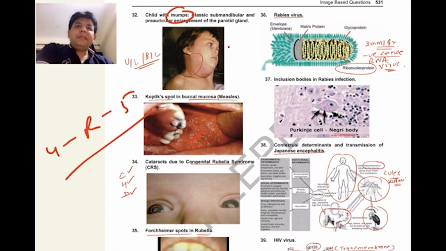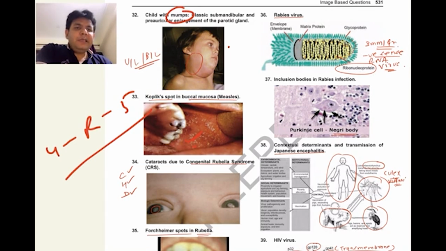Besides that, all these names which I have told you, and the secondary attack rate of this is more than 90%. Incubation period can also be a question. For measles it is around 10 to 14 days until rash appears, while for the other one it is 2 to 3 weeks.